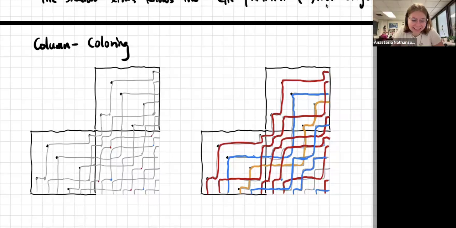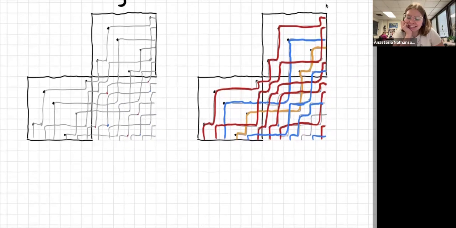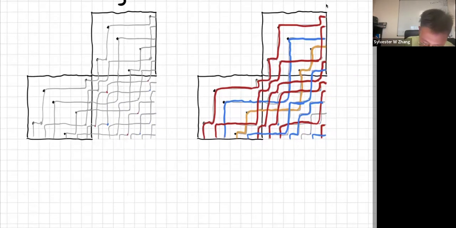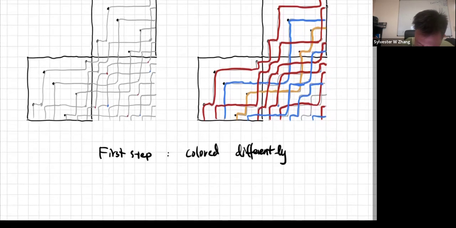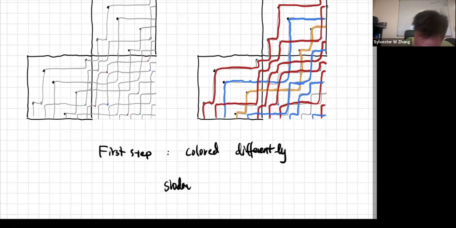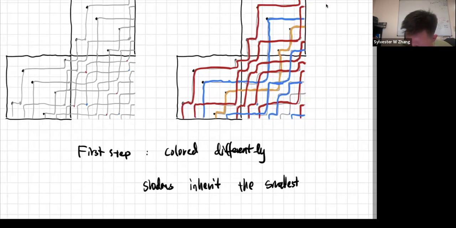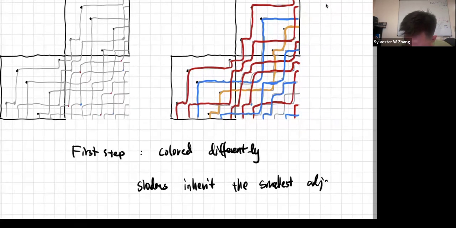But okay, let me explain what is happening. In the first step, they are colored differently. And then the other shadows are going to inherit the smallest color they are adjacent to.